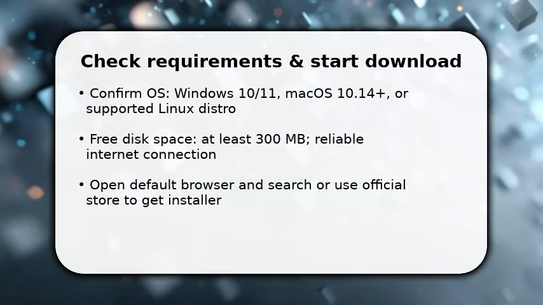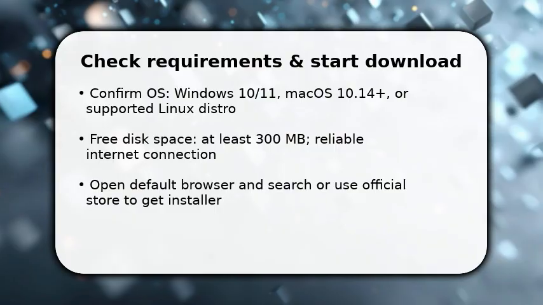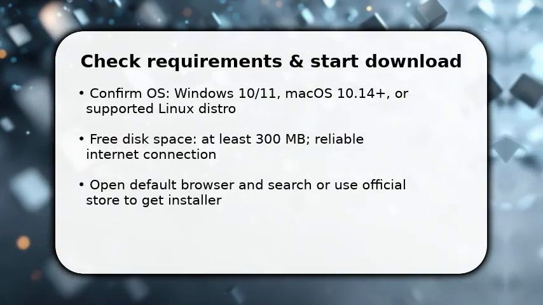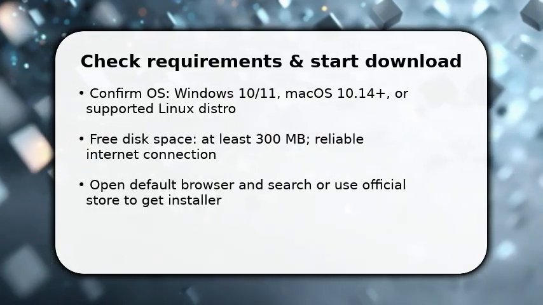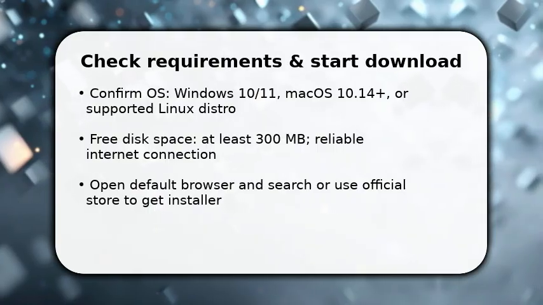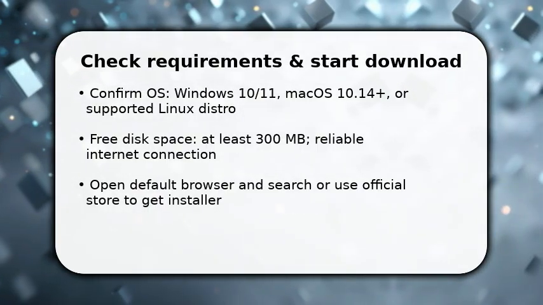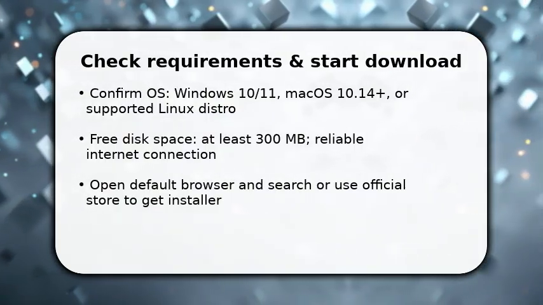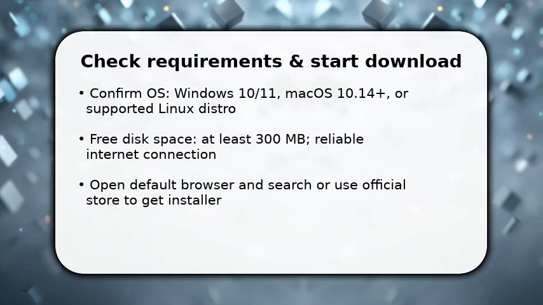You'll begin by confirming requirements so the installer runs smoothly. Make sure your desktop meets OS and disk space needs and that you have a stable connection. Next, open your current browser and search for Google Chrome or use your system's App Store. This avoids fake downloads. Once you locate the official Chrome download link or store entry, click the Download button to fetch the installer file. Stay focused here, because this launcher starts the whole installation process.